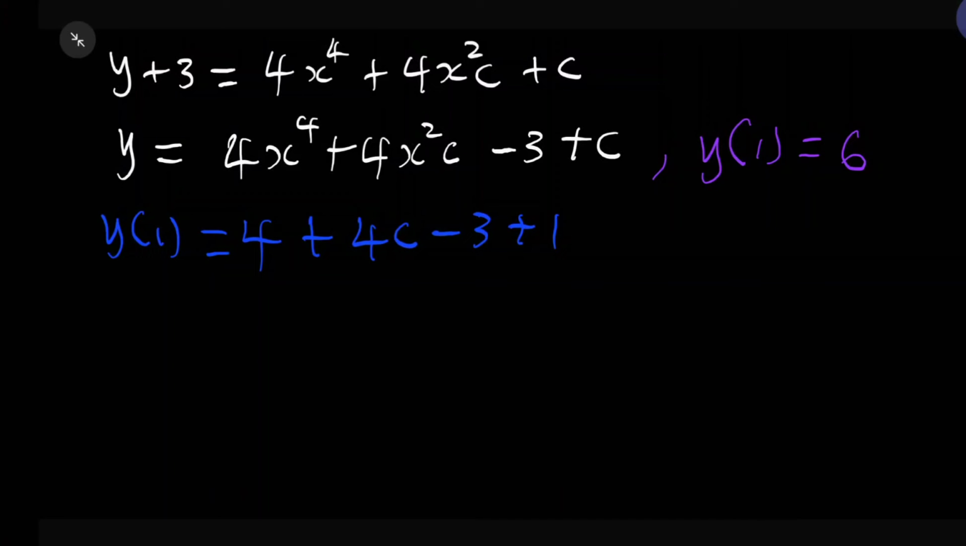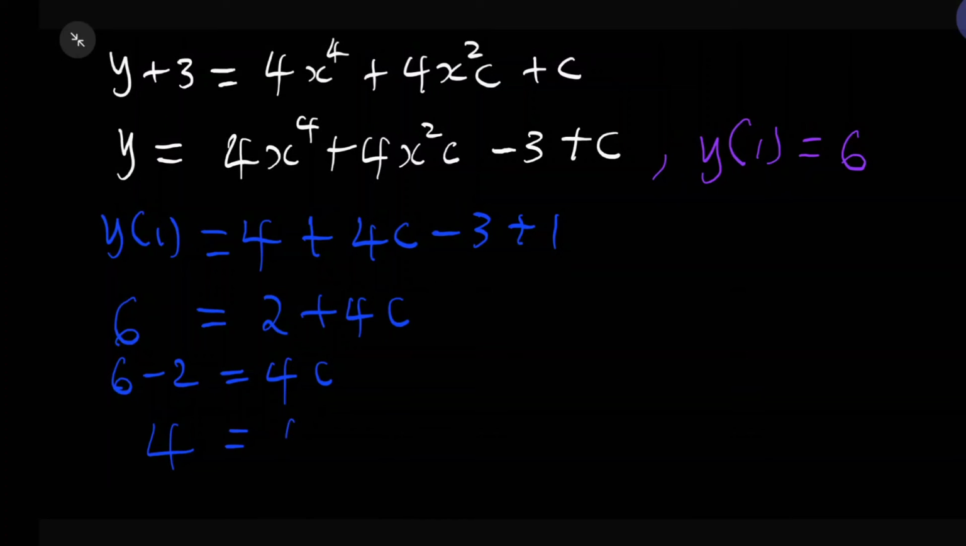So we have, remember, y of 1 is 6. So here we have 6, and we have 2 plus 4c. If this moves over here, we have 6 minus 2 equals 4c. 4 equals 4c. This means that our c is equal to 1. So if our c is equal to 1, it means we can now find or write down the general solution for this.